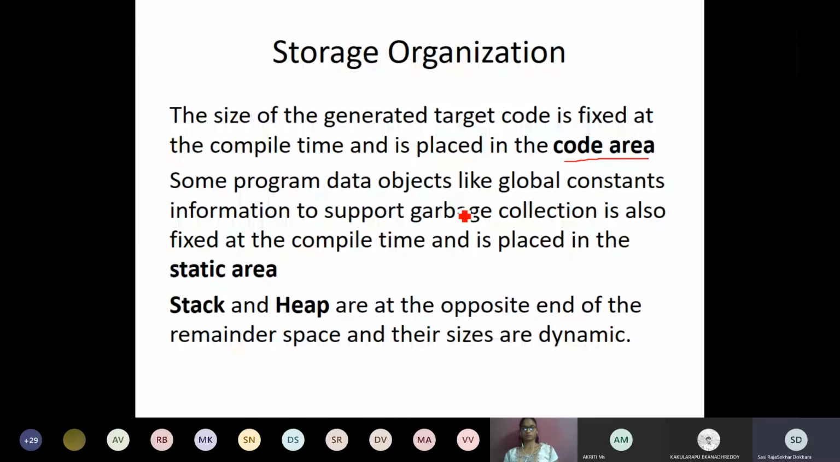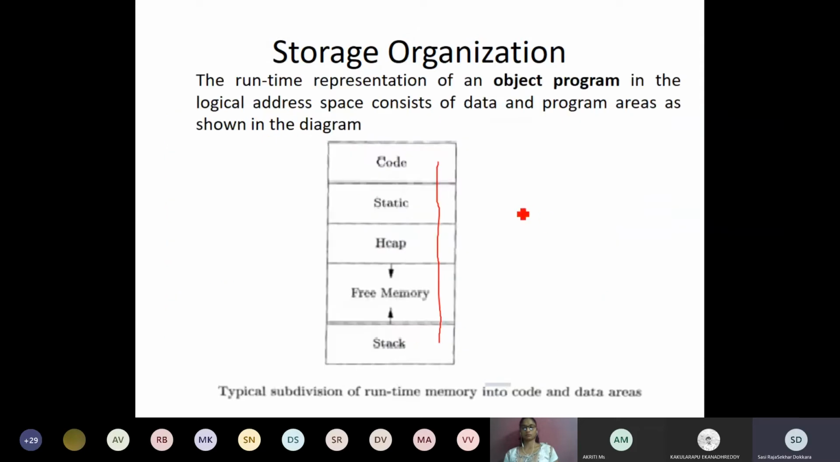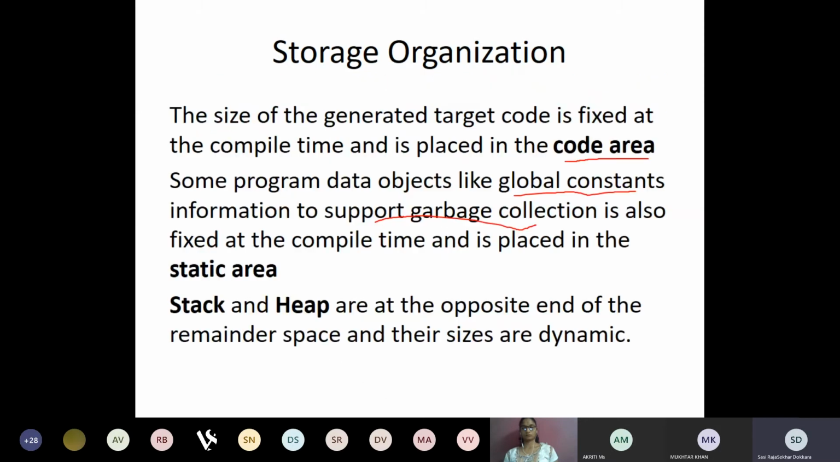Now some objects like the global constants that are declared for the program, and any information to support garbage collection, can also be fixed at compile time, or statically, and they are all placed in the static area, which is the second part. So the target code is placed in the code area, and the objects that can be determined statically or at compile time are stored in the static area. These are the 2 areas which are fixed prior, and they can be allocated.